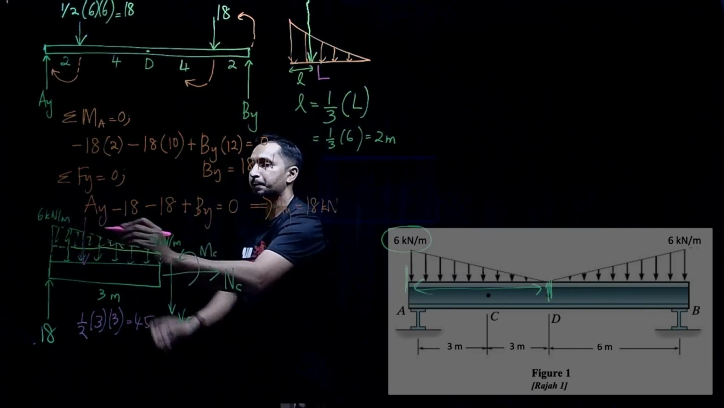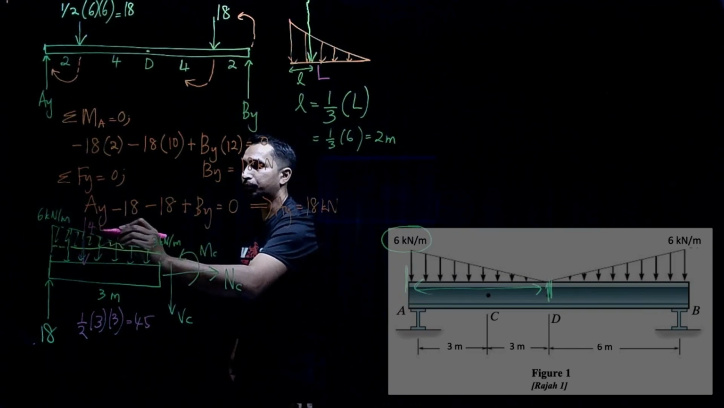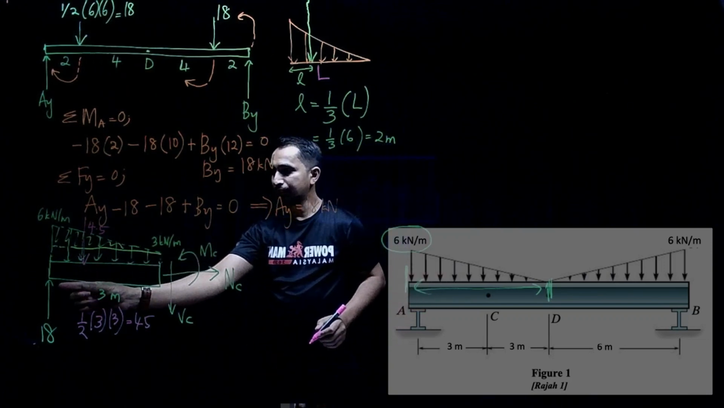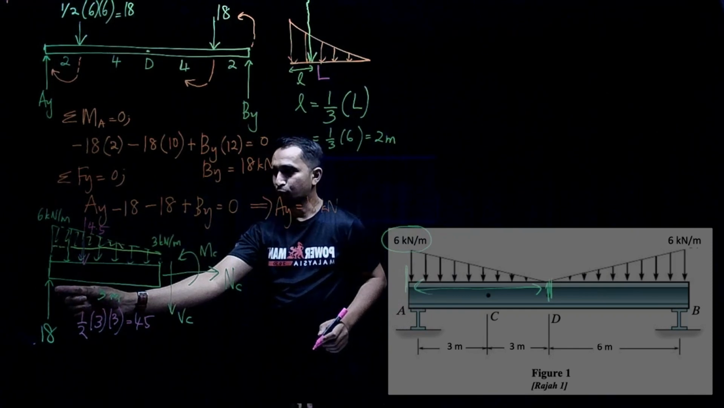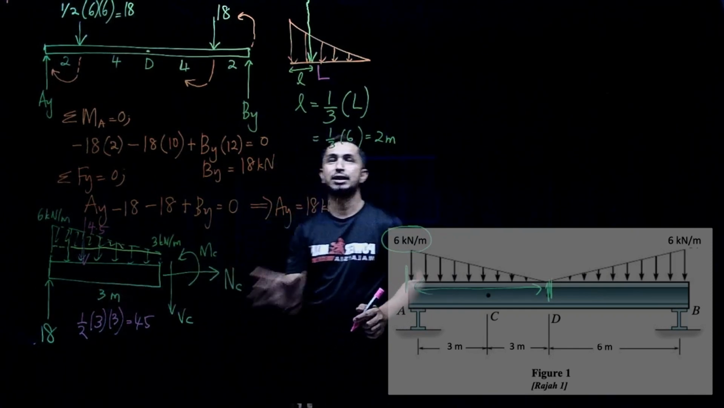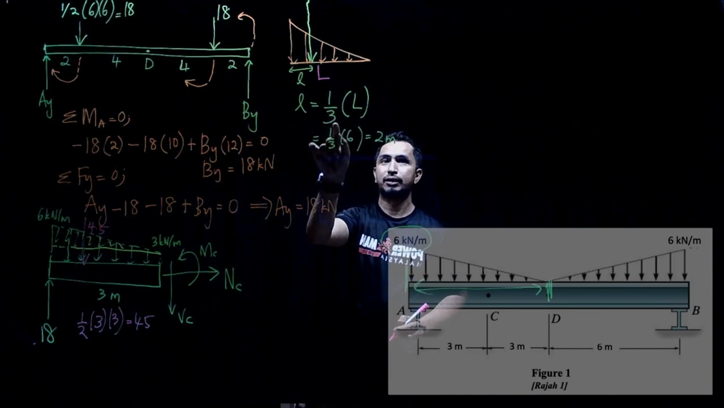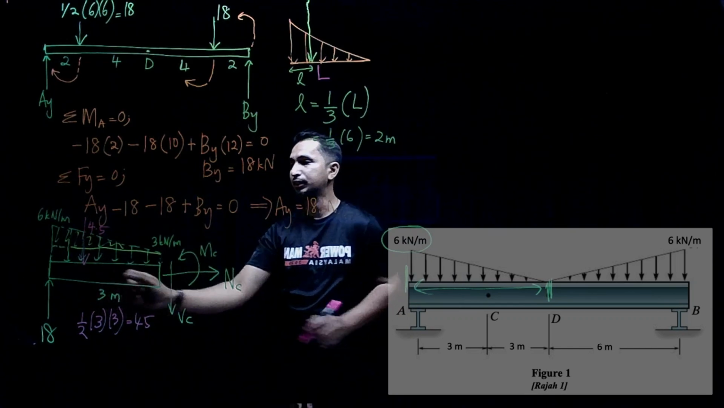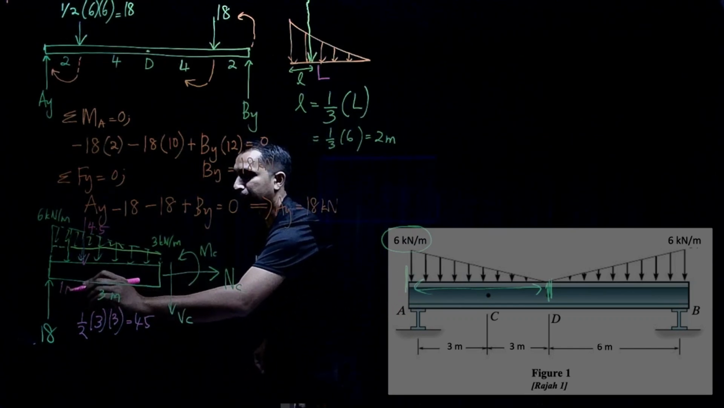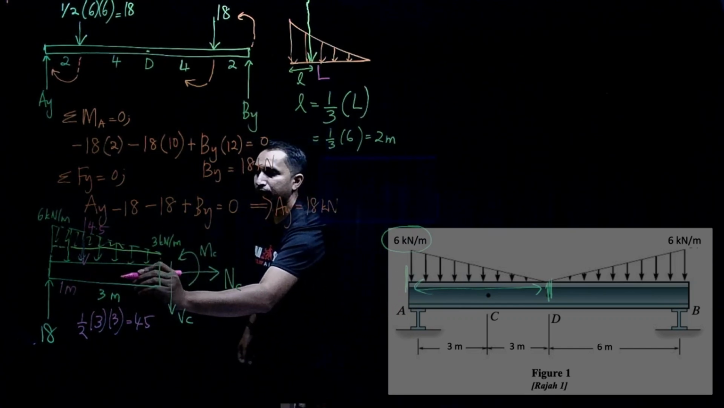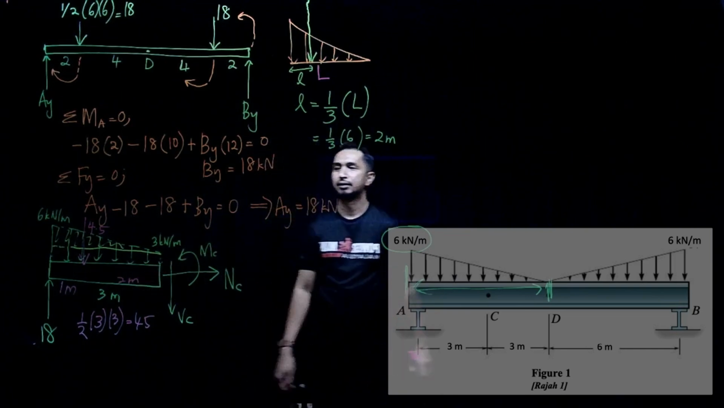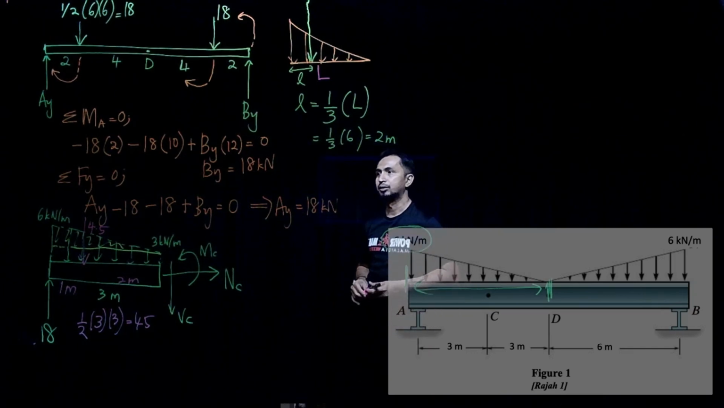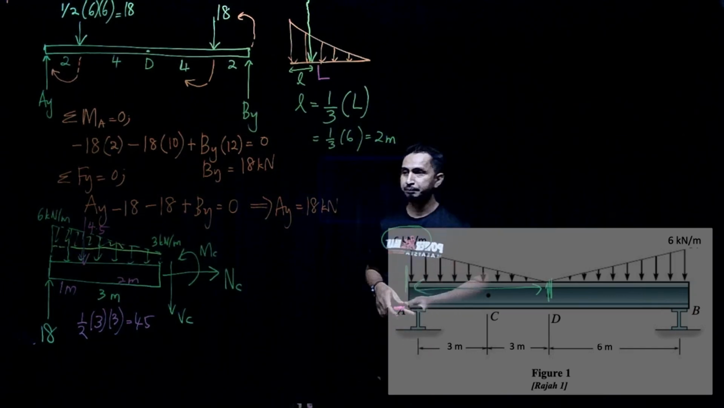4.5 is here. Okay, 4.5. Distance here is 1/3 times total length. Total length is 3. 1/3 from 3 is 1 meter. So here is 1 meter. The remaining will be 2 meter for this single load. Okay. And then we have another one.